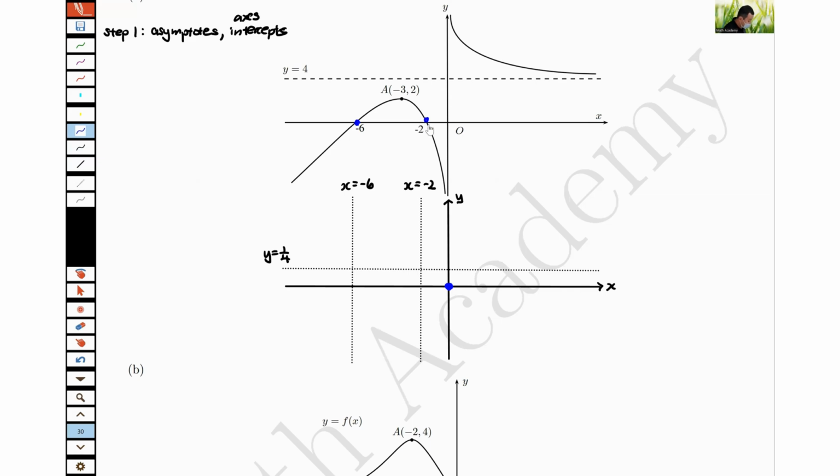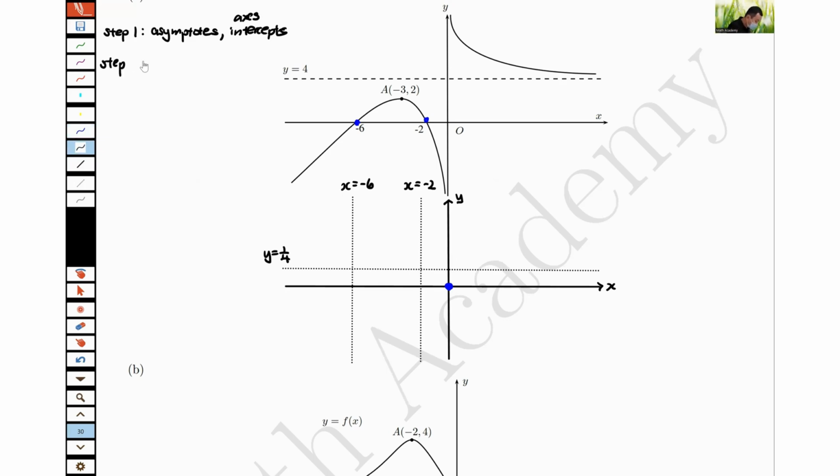It's just like your x-intercepts becomes vertical asymptote. It's the vice versa. Okay, so vertical asymptote now becomes x-intercept. There wasn't any y-intercept, so we don't need to touch that. If there was y-intercept, then we do reciprocal of the value. Okay, so that's step 1.